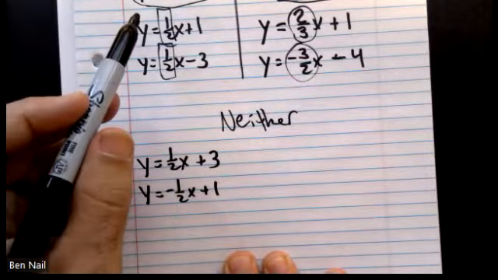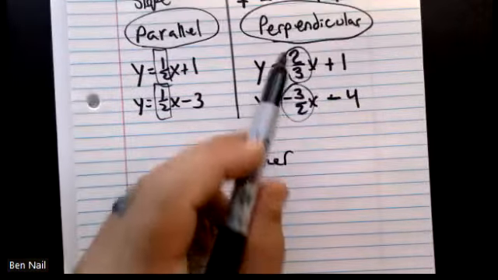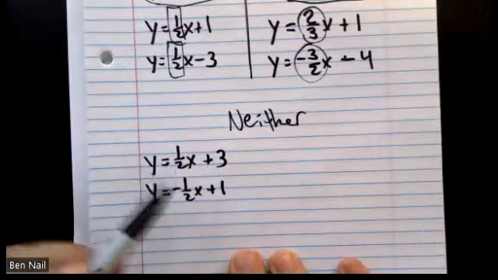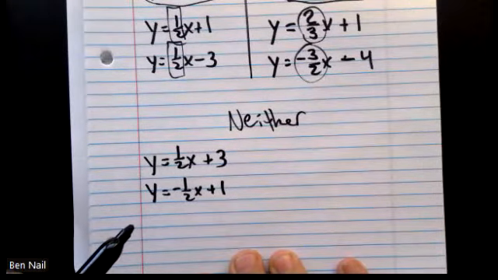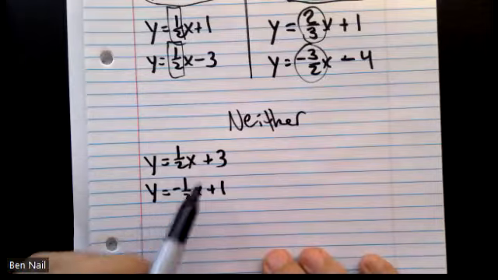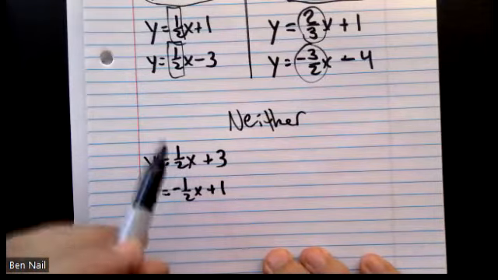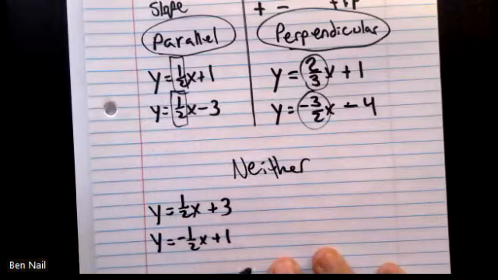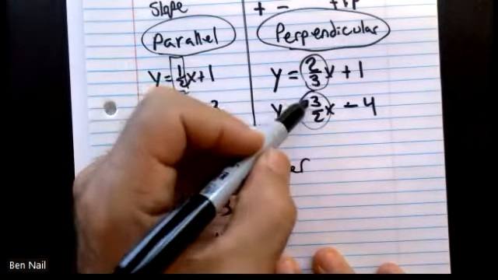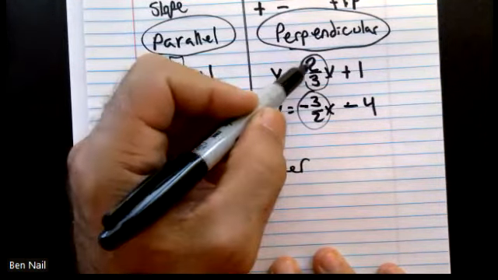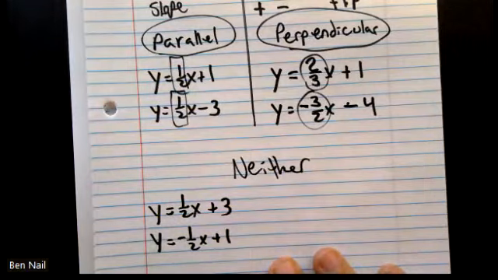So again, parallels are going to run right side by side. Perpendiculars will cross at a 90-degree angle. These are just two lines that are going to cross somewhere, somehow, some way. Okay, so they're going to try and trick you by making them really close to looking like one or the other, but they're not. So again, parallel, exactly the same. Perpendicular, opposites, one positive, one negative, and flipped.